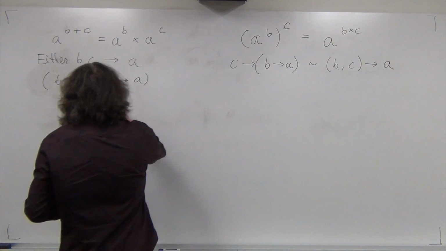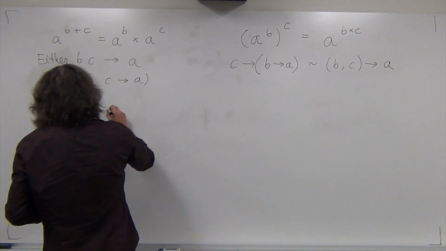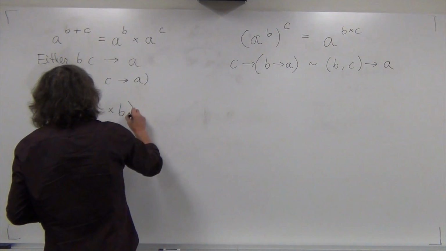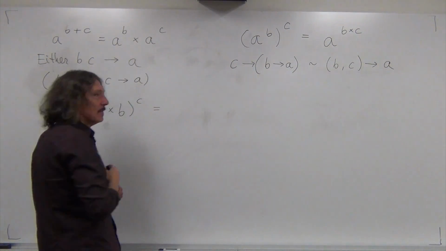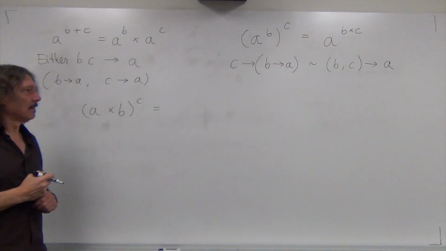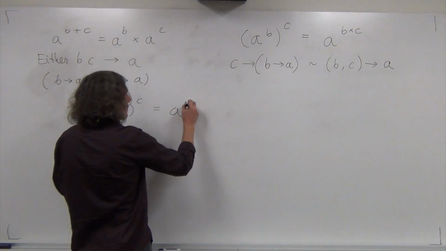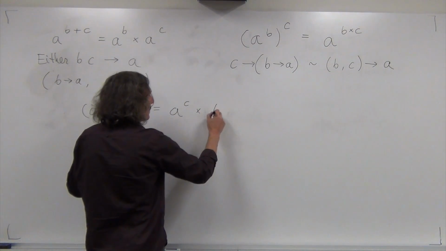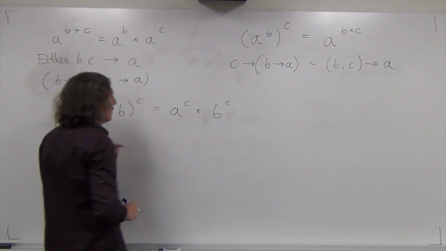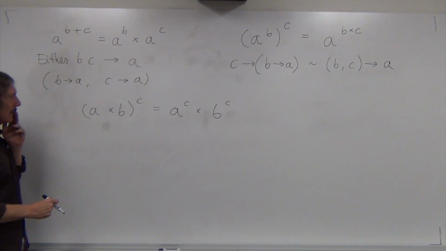Another one. A cross B to the power of C. What's that? A to the C cross B to the power of C, right? Okay, how does that work?